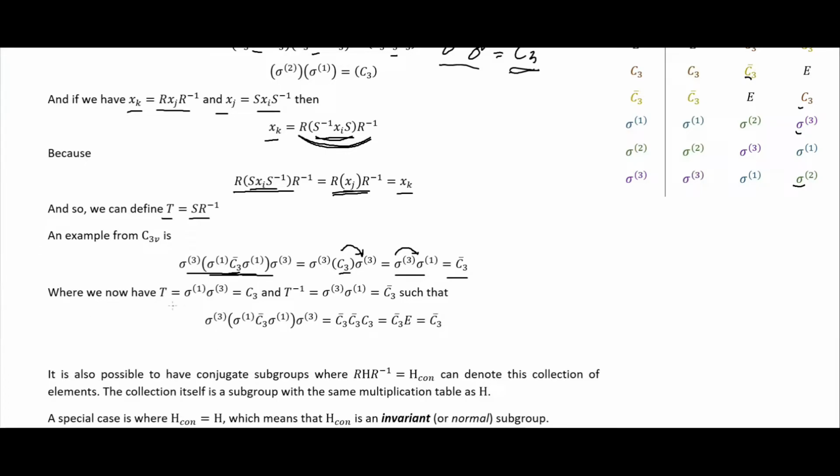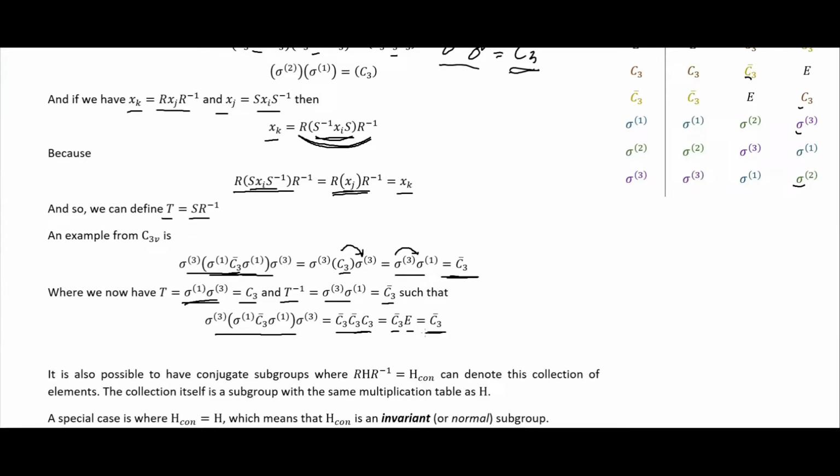Now we have this T equals sigma 1 sigma 3, which is equal to C3, and then this T inverse is just the inverse of this, or moving those around. So we have this, and that is equal to C3 bar. We can do that same thing again here. We get C3 bar, C3 bar, C3. C3 bar, C3 is E, and that's C3 bar on E, so that gives us C3 bar, which is the same as what we had up here.